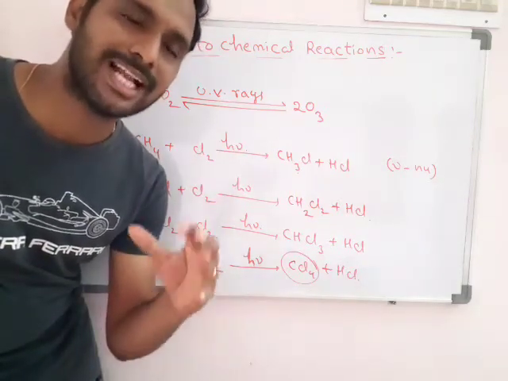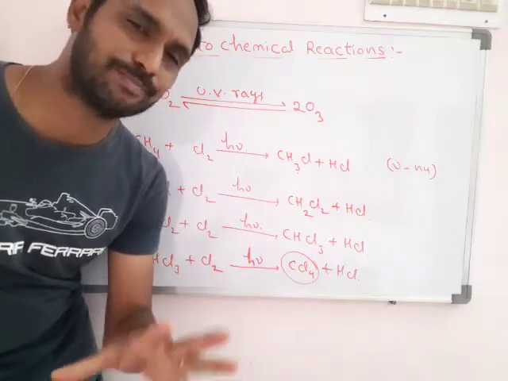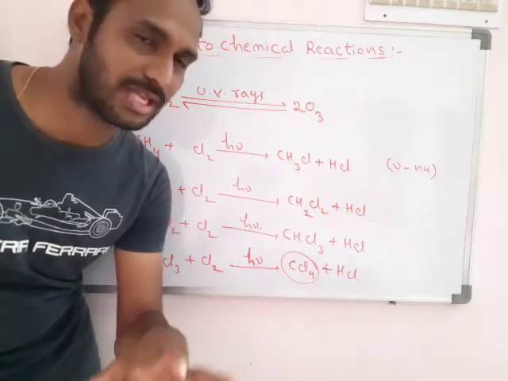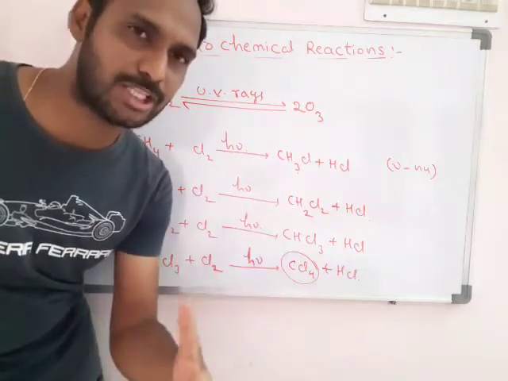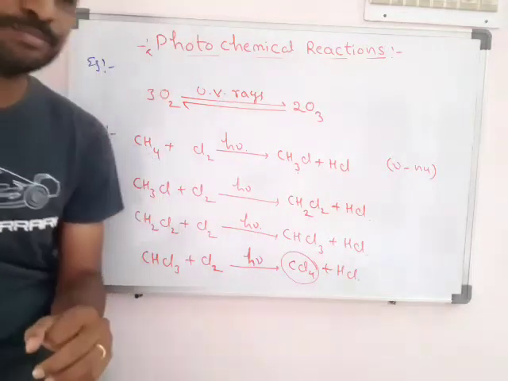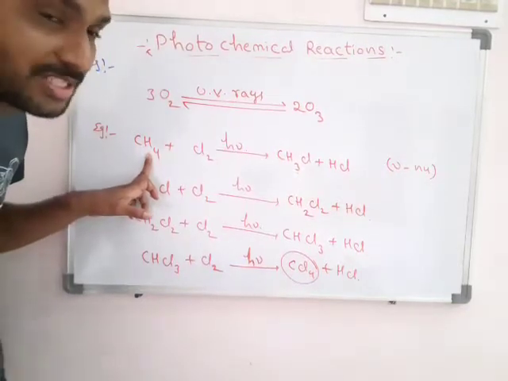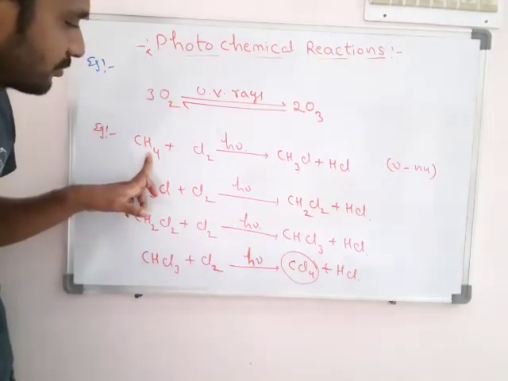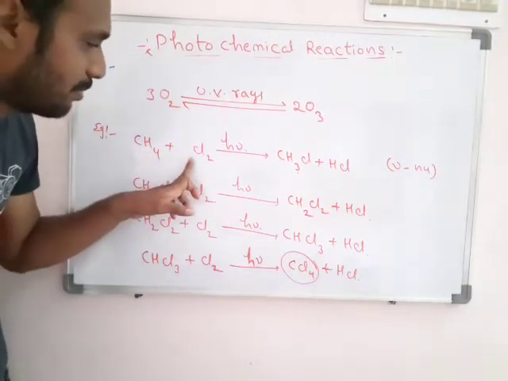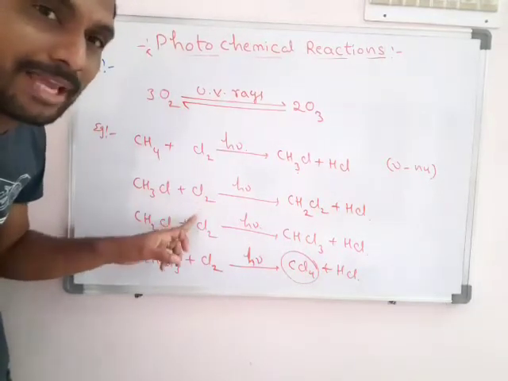But if it is continuously present in the presence of sunlight, the overall reaction takes place. What is the overall reaction? All the hydrogens present in the methane are replaced by chlorine atoms one by one.